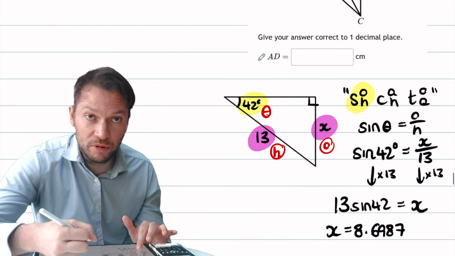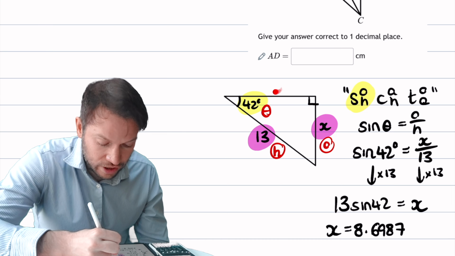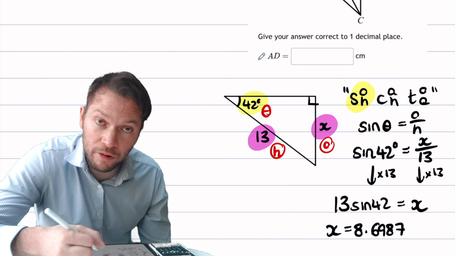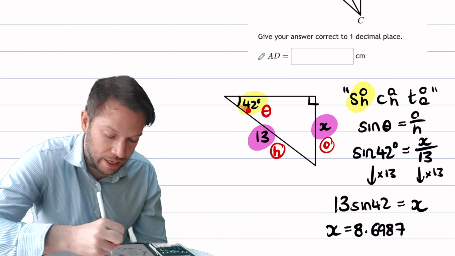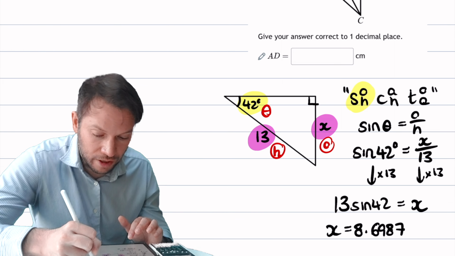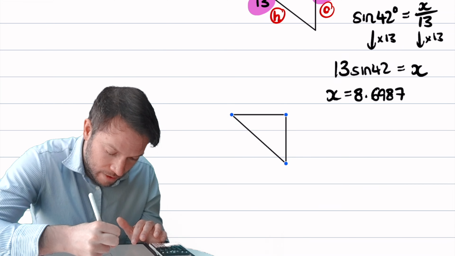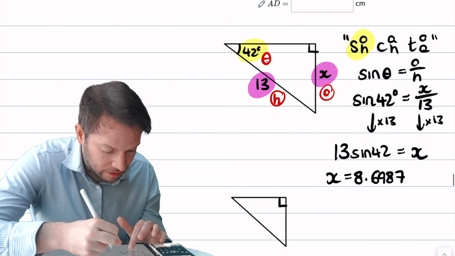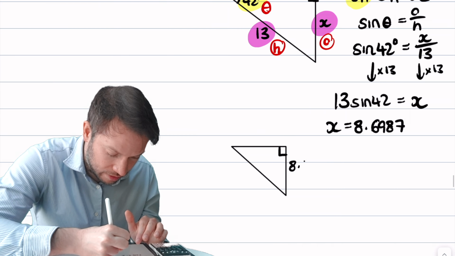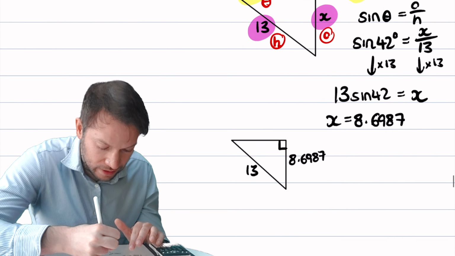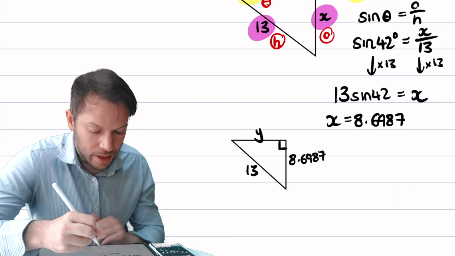Now, we could use trigonometry again and use the fact that this is the adjacent. Or, because you already know two of the sides, you could use Pythagoras' theorem, because Pythagoras' theorem relates the three side lengths of this. So if I draw out my triangle again, and I put in the x, which I know, which is 8.6987, and the 13 here, and I want to find this length here, let's call it y.